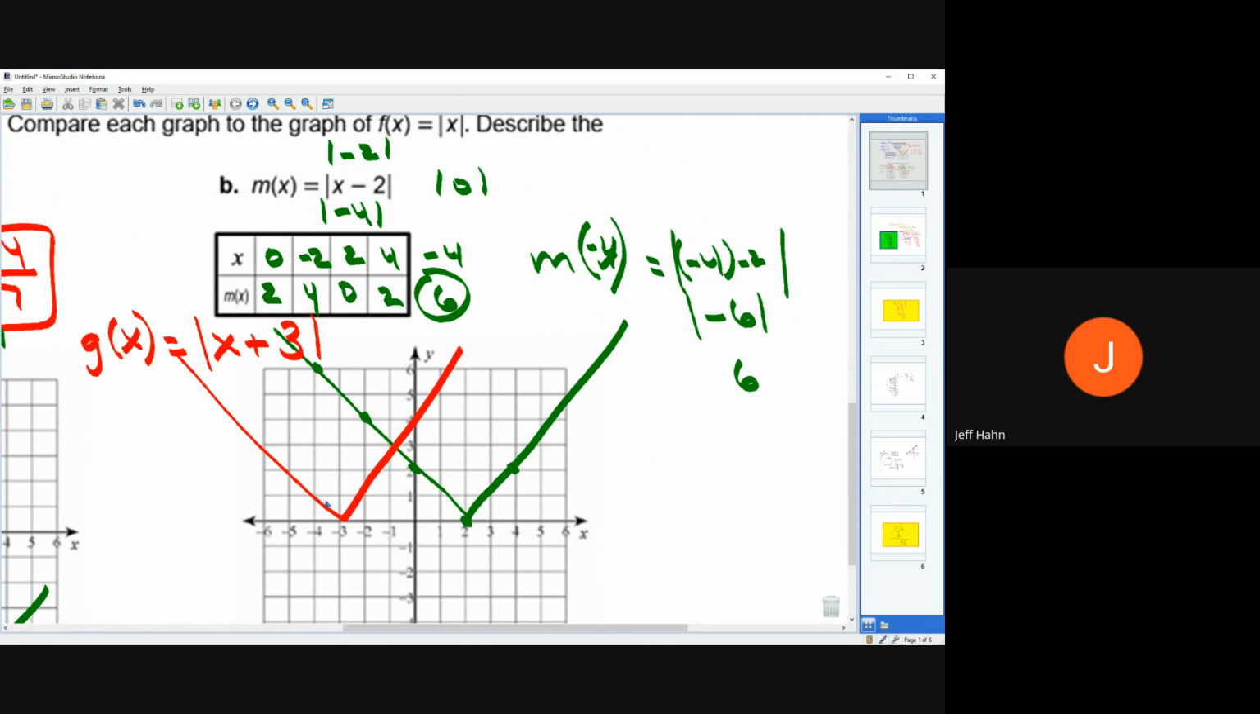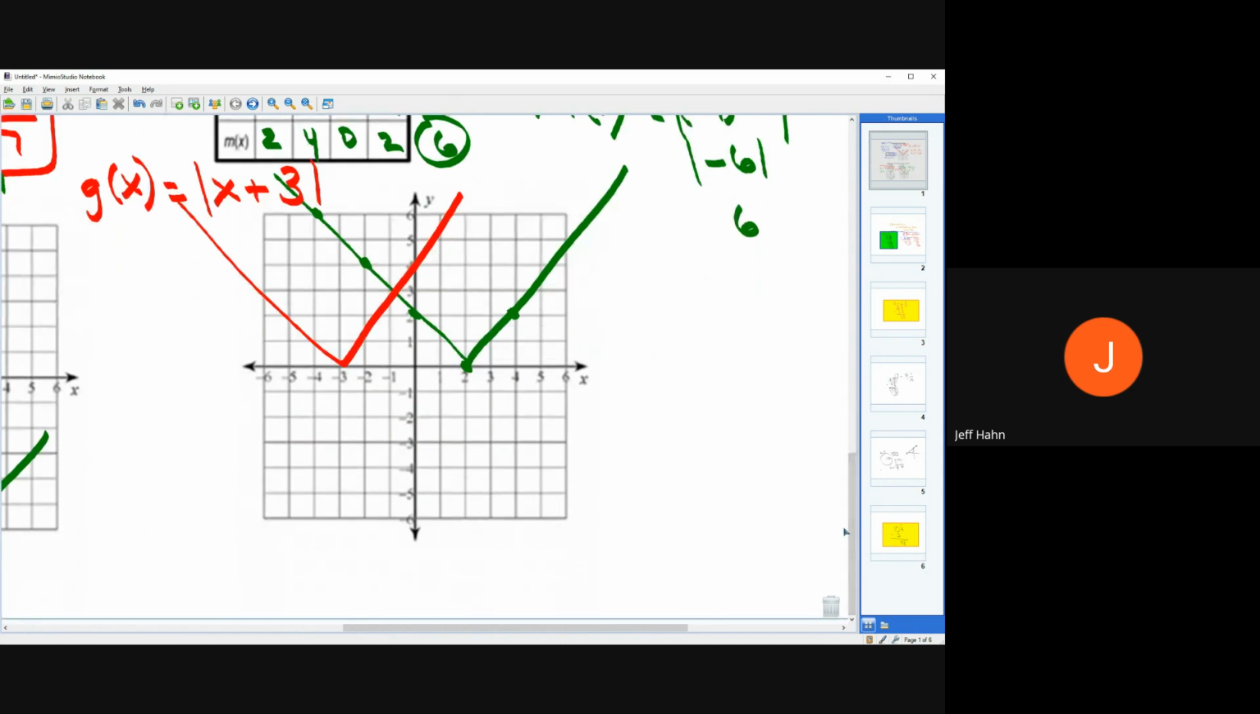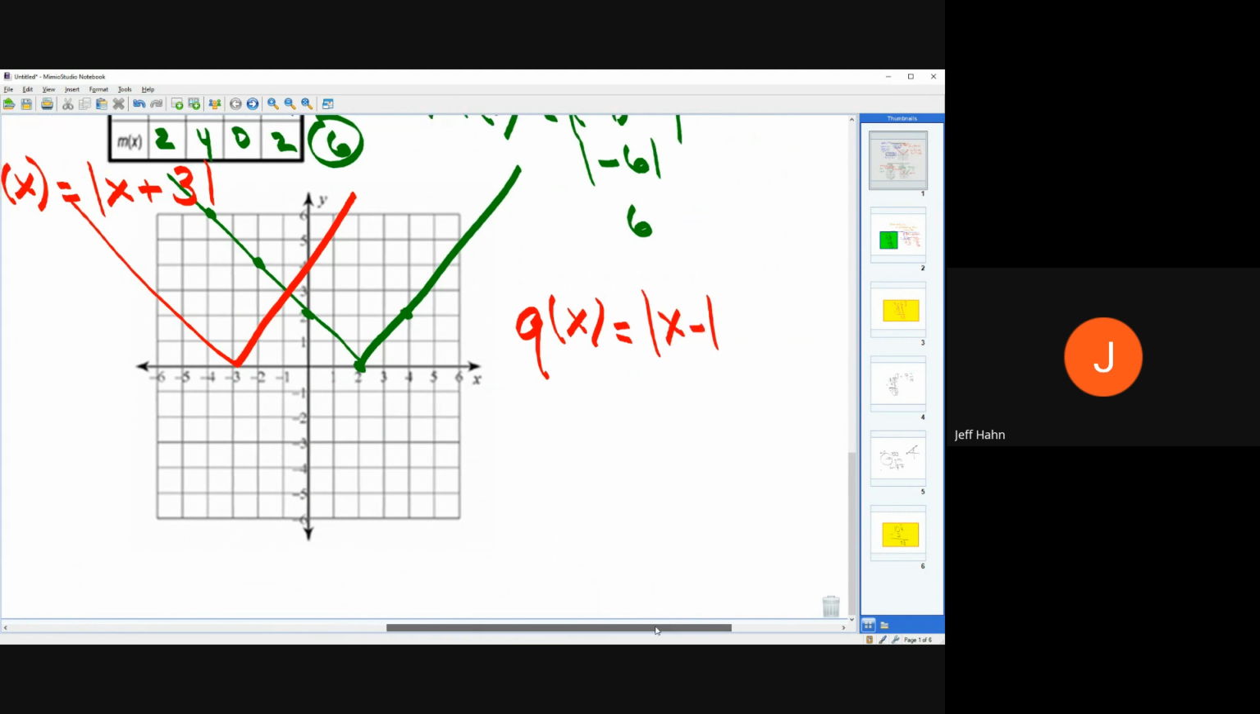Now, are you ready to defy all odds? What if we put both of those things together, and I gave you this equation? This is what you should write down. What if you have Q of x equals the absolute value of x minus 1 plus 2?